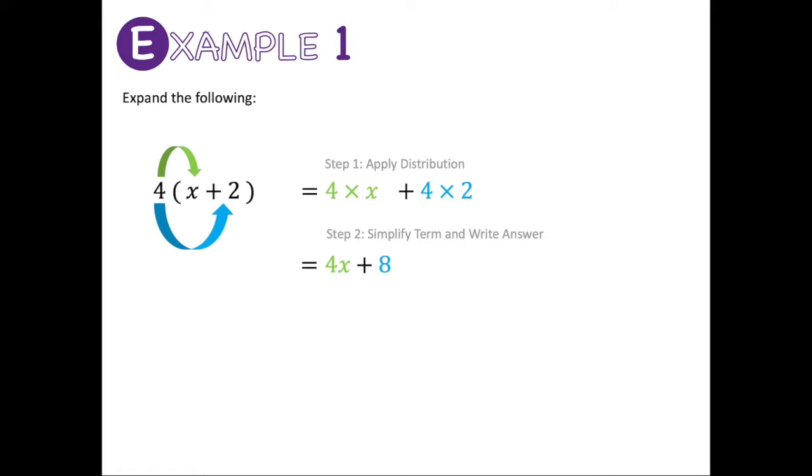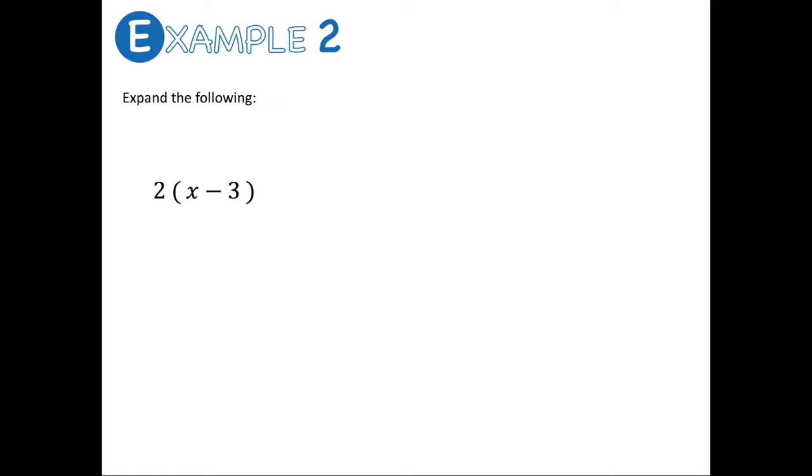Having a look at a second example, I've got 2, and then inside my brackets is x minus 3. Applying my distribution, I'm taking my term of 2 outside the bracket and multiplying it by the first term in the bracket, which is x. So my first part is 2 times x. And then I go back to my question and take the 2 outside of the bracket and multiply it by the second term inside the bracket, which is a minus 3. I'm going to write that as a negative 3. So it's going to be plus 2 times negative 3.